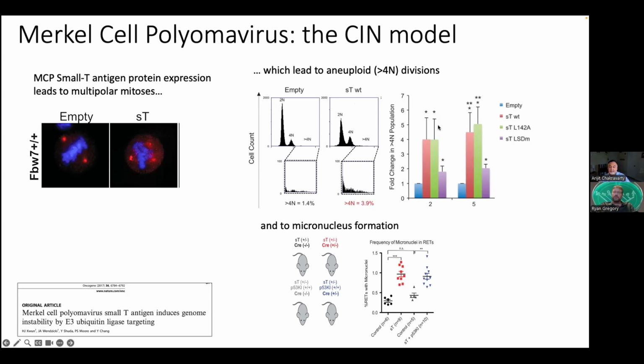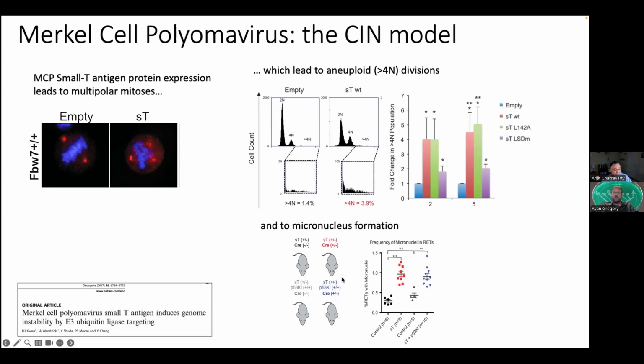That polyploidy is enough because that aneuploidy, as we talked about, leads to what's called micronuclei formation. And they quantified that in mice now, not in cells. They had mice overexpressing the small t antigen.